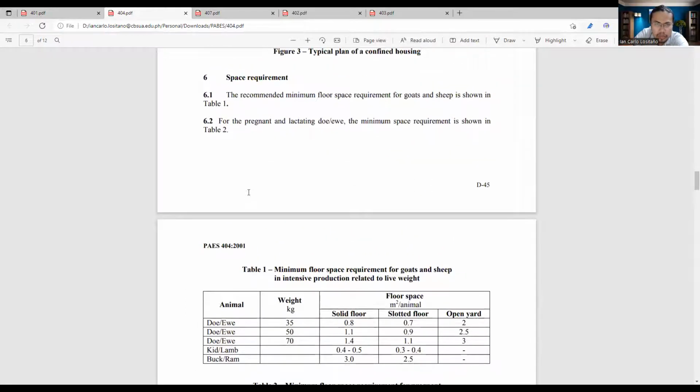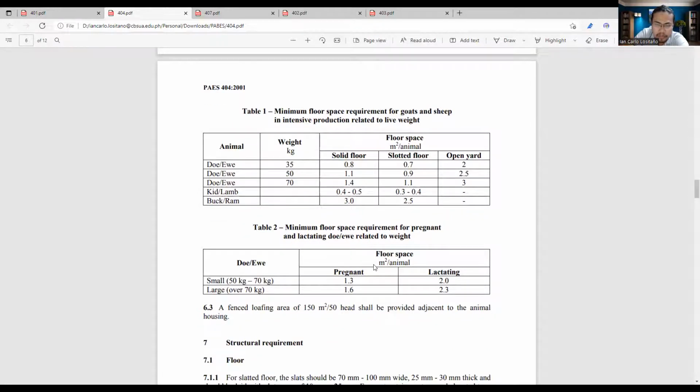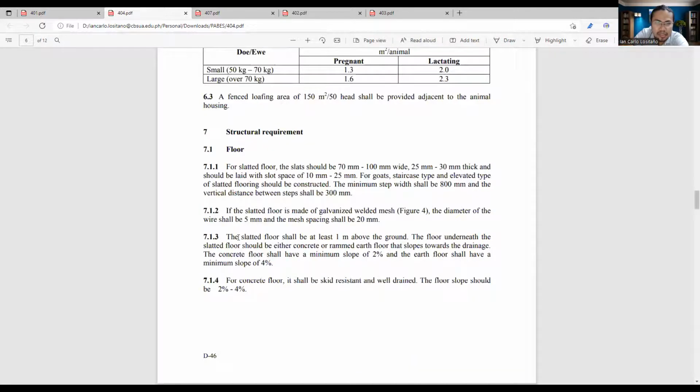Now, for the space requirements, similar to the previous discussion on swine, the animal weight is correlated to the space requirement of the animal. Similar for the size, for smaller small ruminants and large small ruminants. Now for the structural requirements, this is different, but you have the same concept as slotted floor, and this is to facilitate again the movement of the wastes of the animal from the feces to the urine.